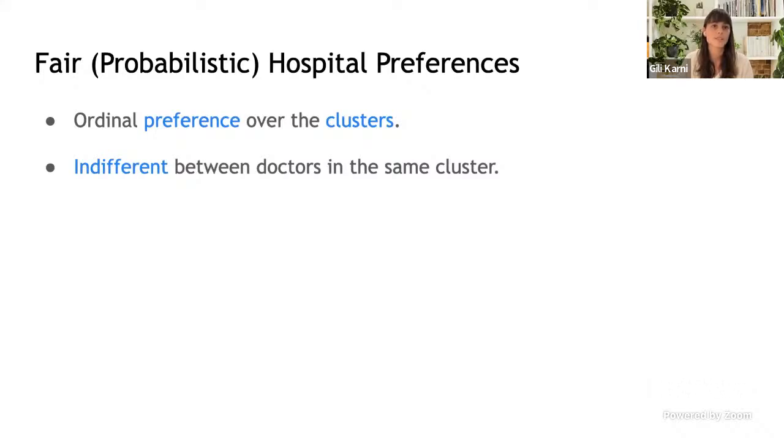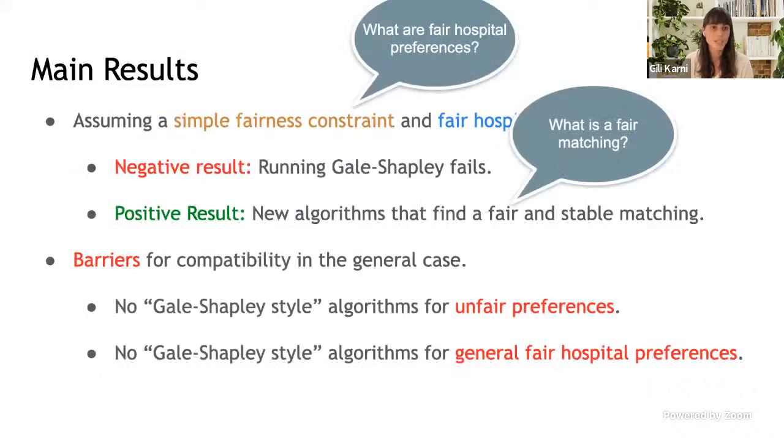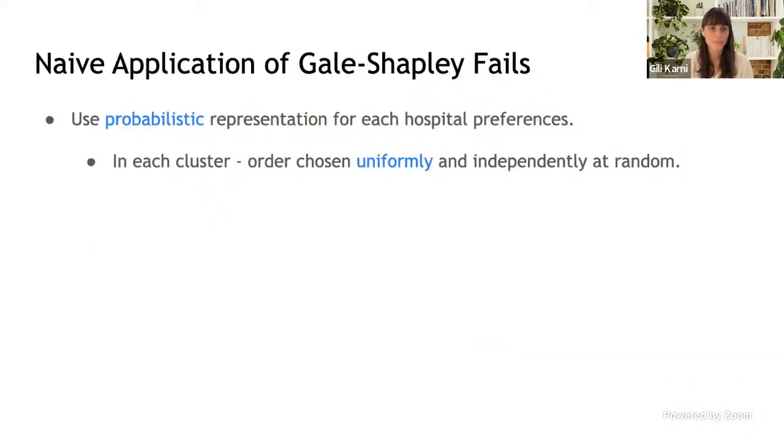We say the preferences of the hospital are fair if the hospital has strict preference over the clusters and is indifferent between doctors in the same cluster. The definitions I presented here are a simplified version of the definitions we use in the paper. In the paper, we also define stability for a probabilistic allocation. Now that I presented all the definitions, I will present the results.